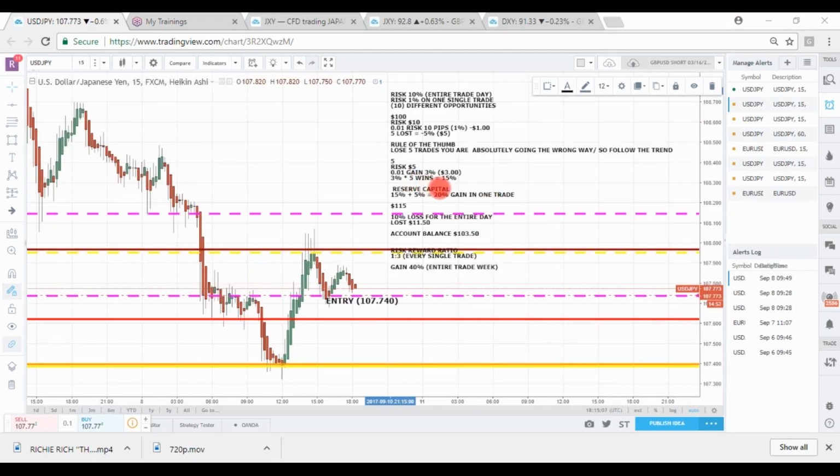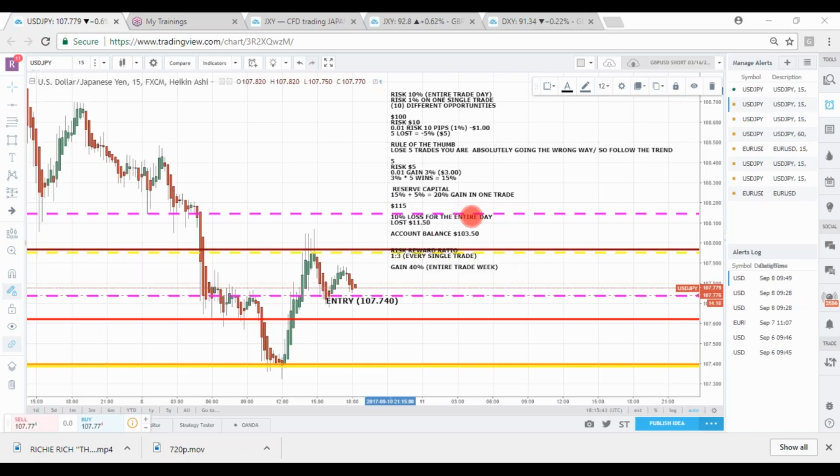Now, what that'll do for you is create something called reserve capital. Now, let's say you won 5 out of the 5 trades. More than likely, if you were going the wrong way and you reanalyze the situation and follow your setup accordingly, you'll at least win 5 trades out of 10. Winning 5 trades out of 10 brings your account up 15% gain, plus the original 5% that you had left to trade with. That's a total of a 20% gain, 20% in your reserve capital.